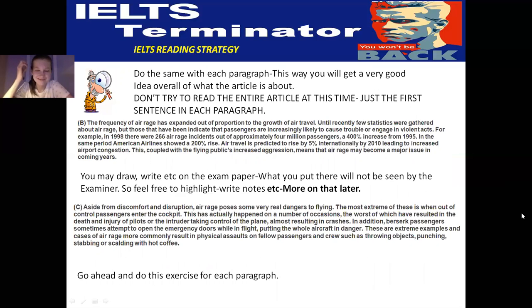Don't try to read the entire article at this time, just the first sentence in each paragraph. So you can draw, write, etc., on the exam paper. What you put there won't be seen by the examiner, because they collect all of this. They don't let you take it home, but they destroy it later. I also sometimes suspect that they sell it. So don't worry about whatever you put on the paper. You can draw pictures, you can make comments, you can write in Russian, you can write in Chinese if you like, so long as it means something to you, that's all.